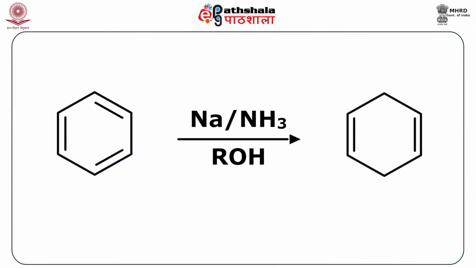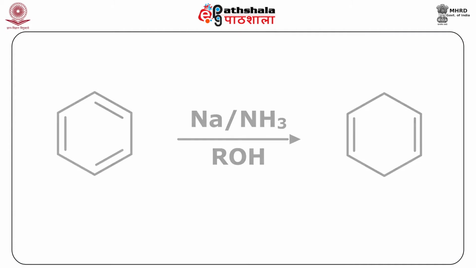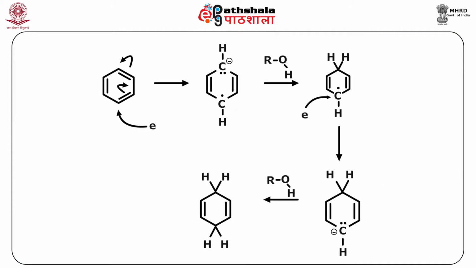The Birch reduction offers access to substituted 1,4-cyclohexadienes as shown in the given mechanism. An electron source from the alkali metal leads to the formation of an anion which reacts with the alcohol, abstracting a proton, and again an electron source leads to the formation of another anion, and the next abstraction leads to the formation of a diene structure.